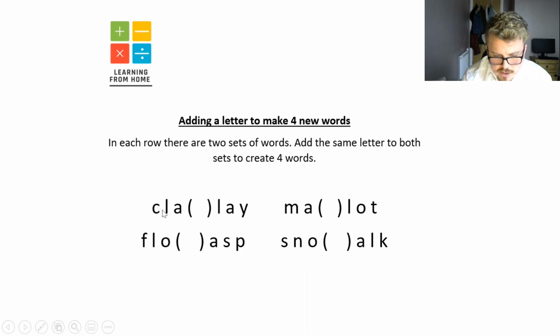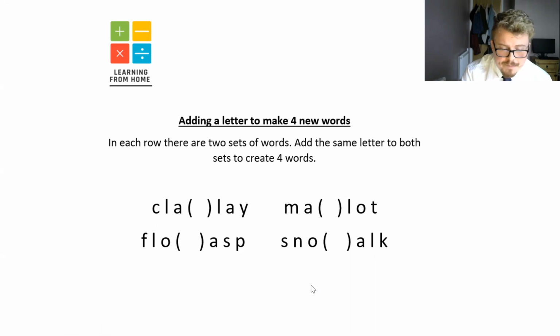That's the first question. We've got CLA bracket LAY, MA bracket LOT. So that's our first question. And what we need to do is add the same letter inside each bracket to make 4 new words. In other words, whichever letter we put in here and in here, they have to be the same letter, but whatever letter we put, it will help us create 4 new words.